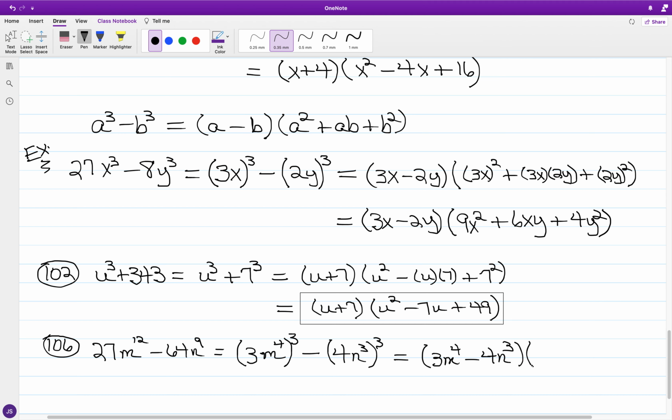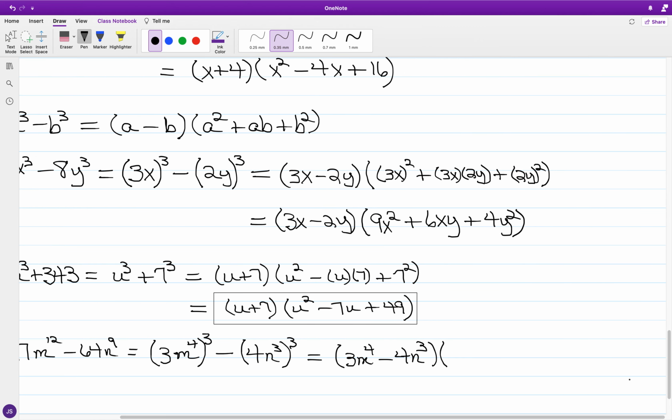As for the trinomial factor, for a squared, that's going to be the square of 3m to the 4th. And we have plus a times b, so you have plus the product of 3m to the 4th and 4n cubed. And for b squared, that is going to be the square of 4n cubed.